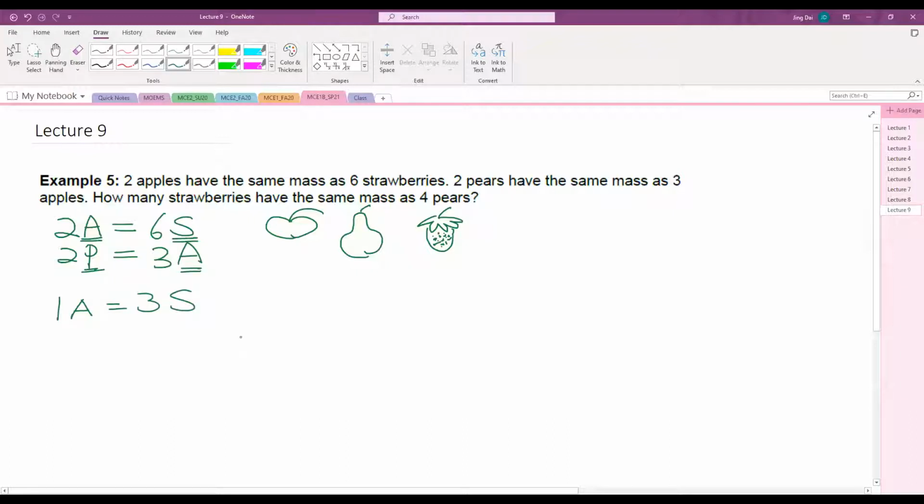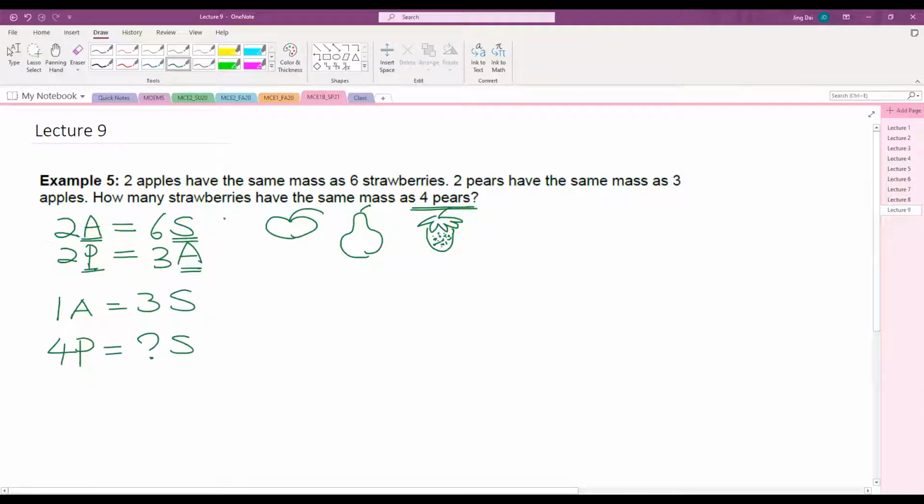Then where do we go from here? So when you know 1 apple equals 3 strawberries, then you can find out what 2 pears equal. Okay, but the question was asking about 4 pears, right? So we're saying 4 pears, how many strawberries? This is what I basically do: find how many apples equal the pears, and then how many strawberries equal the apples, and then multiply.